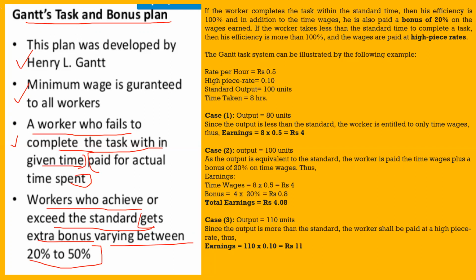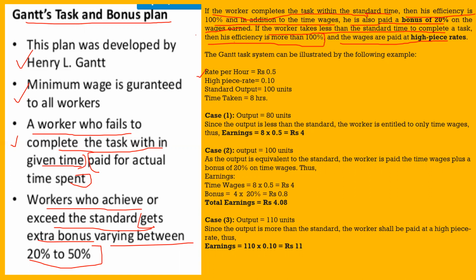Okay, so here let's understand it. If the worker completes the task within the standard time, then his efficiency is 100%. And in addition to time wages, he is also paid a bonus of 20% on the wages earned. If the worker takes less than the standard time to complete a task, then his efficiency is more than 100% and the wages are paid at a high piece rate. Let's see how it works.